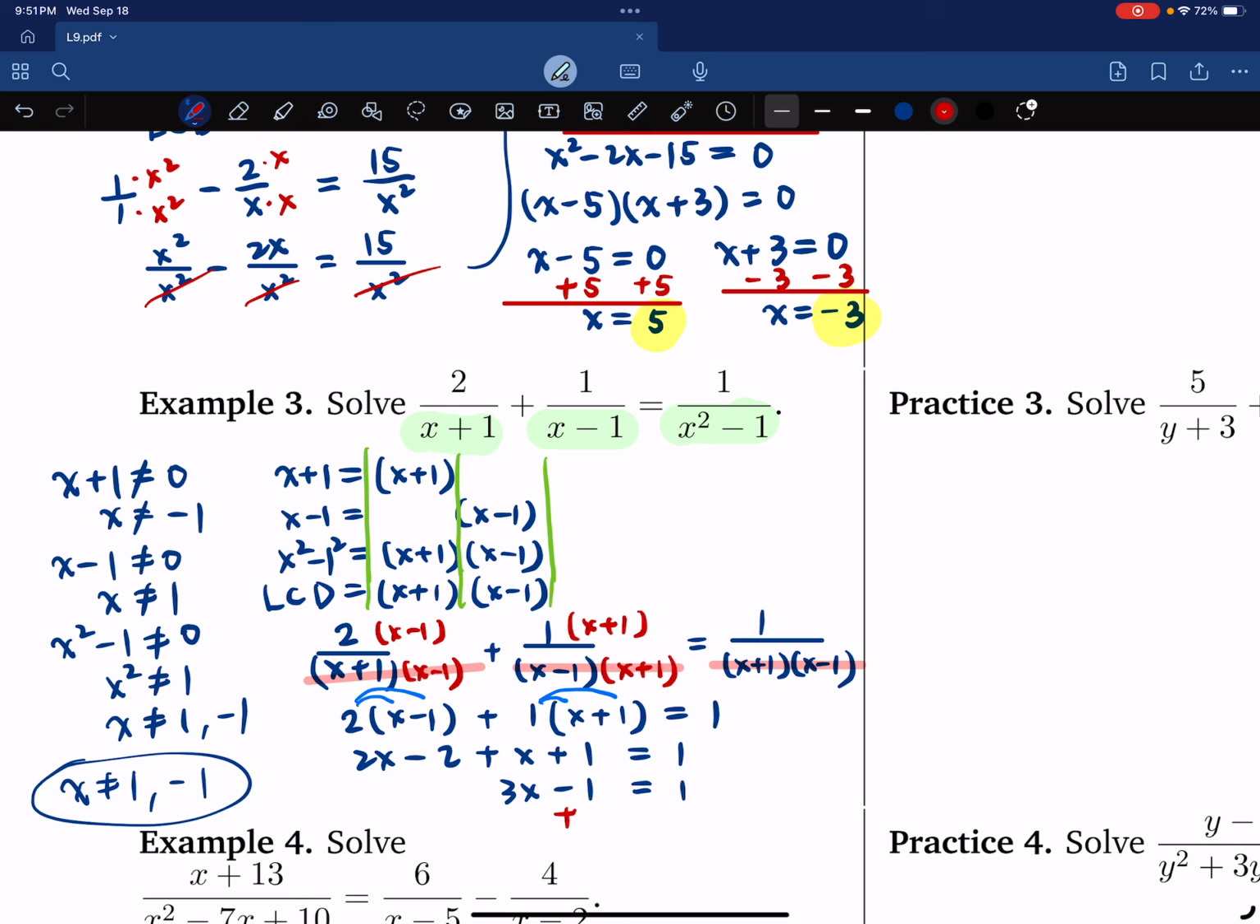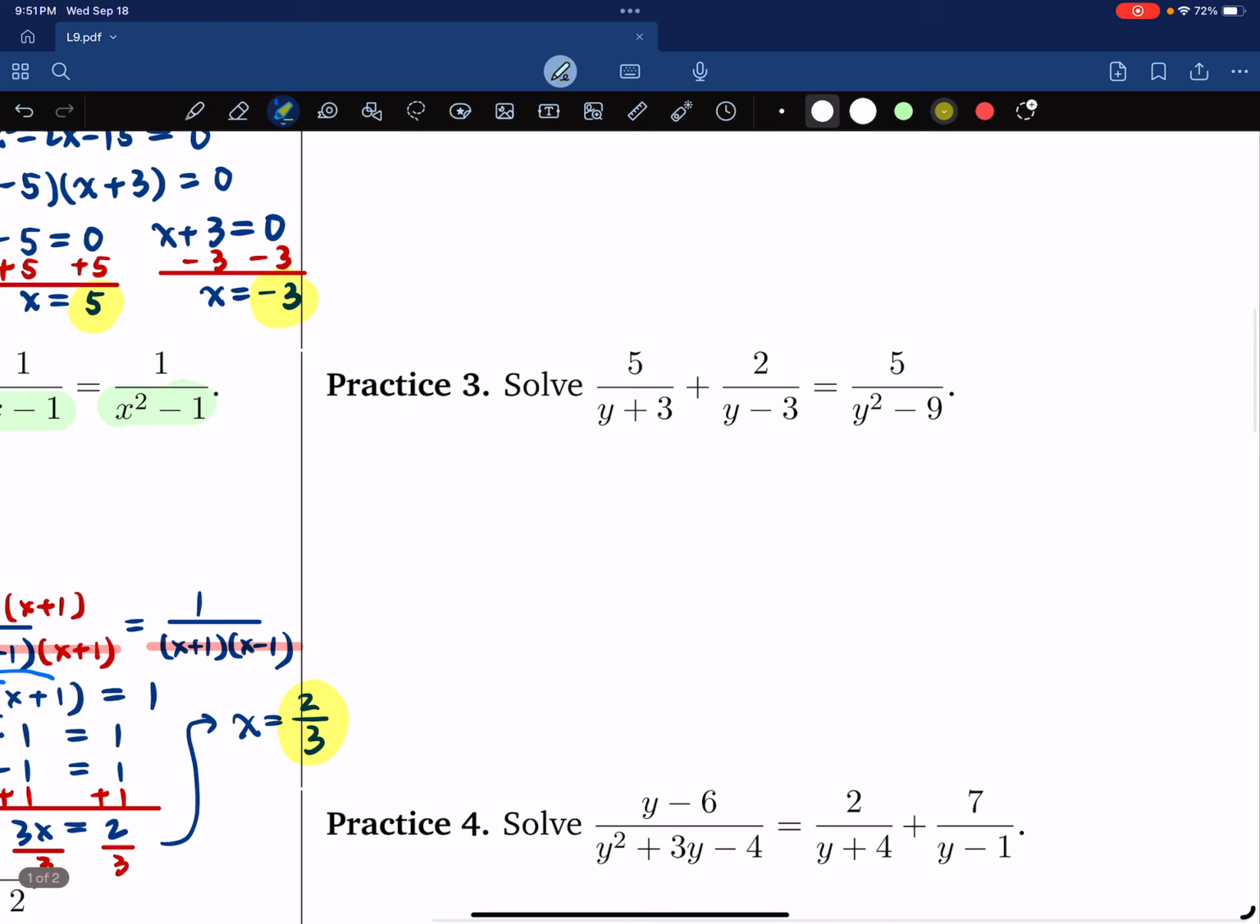Do inverse operation, plus 1 on both sides. We have 3x is 2, and divide both sides by 3. We obtain that x is 2/3. And this value is not 1 or negative 1, so we can say it is the solution. Okay, let's use practice 3 as a practice. For this one, I can give you the solution. y is 2.